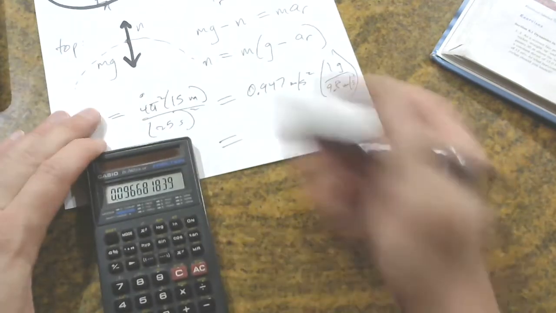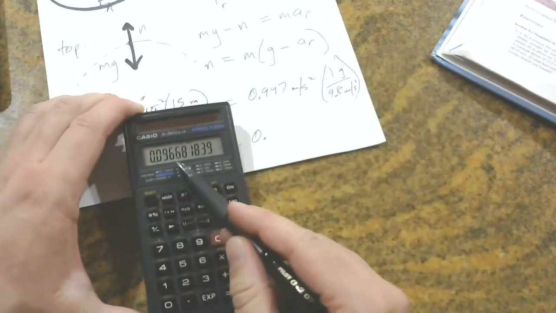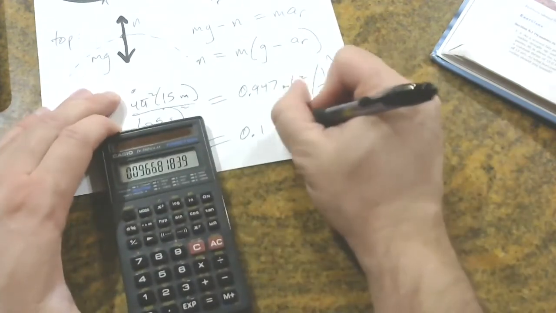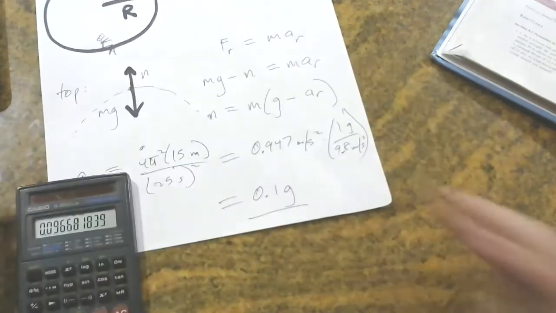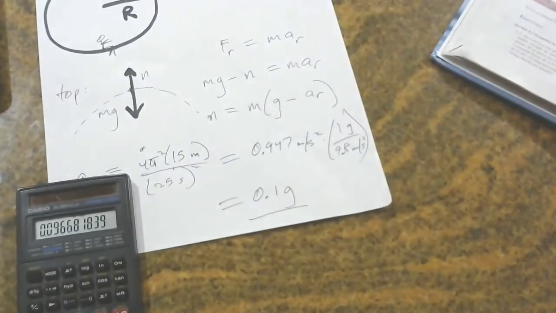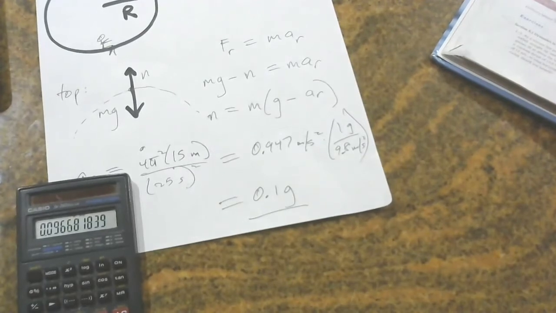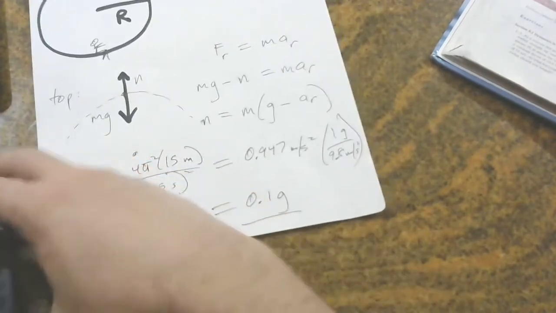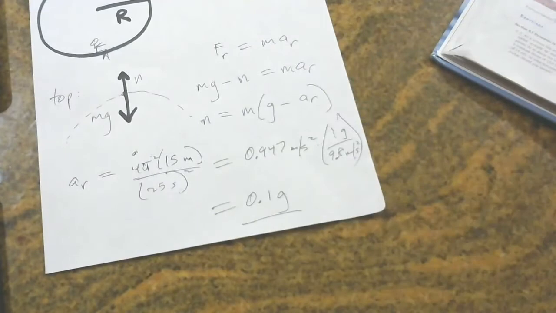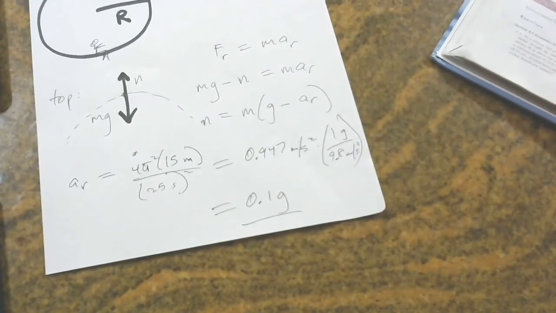I suppose I'll round to 0.1. I'm getting 0.0967. I'll just call that 0.1 G. And the reason I'm doing it that way is it makes it easier to answer the actual question that was posed, which is, what's the ratio? I think they said, what's the ratio of your perceived weight at the top of the ride versus your weight when you're just standing on the ground?